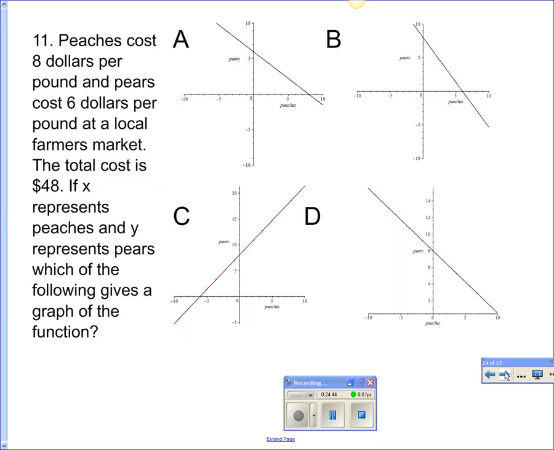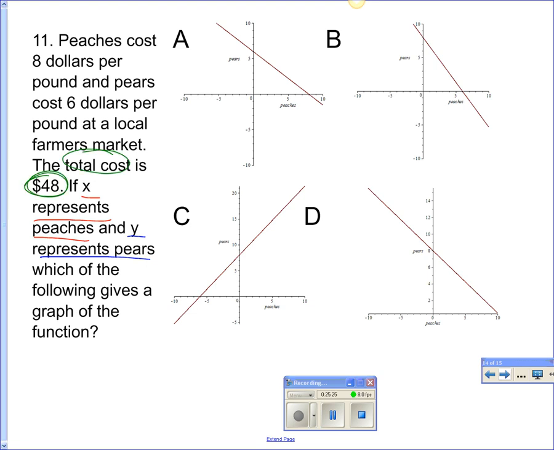Peaches cost $8 per pound and pears cost $6 per pound at a local farmer's market. The total cost is $48. If X represents peaches and Y represents pears, which of the following gives a graph of the function? Okay, this one is different than what we've been doing. Somebody tell me one piece of useful information. Sure, something to circle. Very good. X represents peaches. That's very important. What's something else that's important? Good. Y represents pears. Okay? Very good. Total is $48.